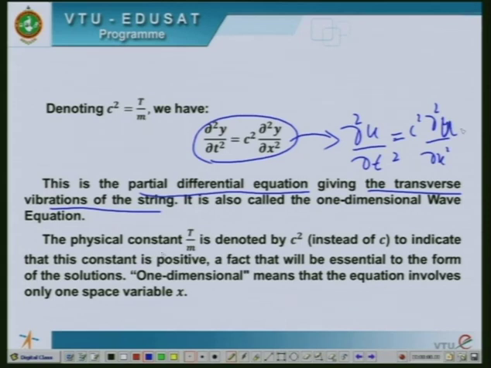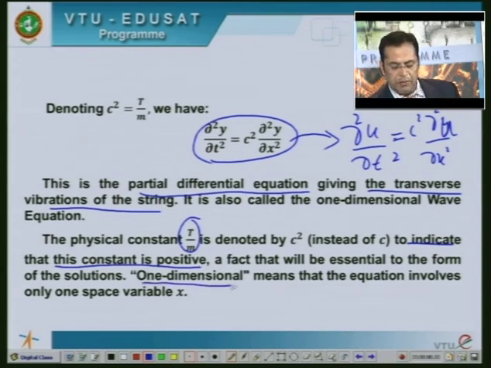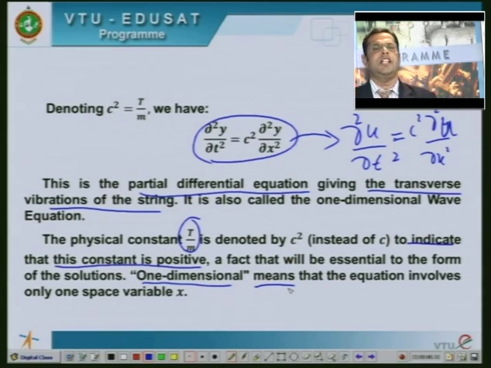The physical constant capital T by m is denoted by c square because it indicates that this constant is positive, a fact that will be essential to the form of the solutions. We will see in our future sessions that when we solve the equation, we try to obtain various possible solutions of the wave equation. Also, one dimensional means that the equation involves one space variable small x. So, this is the derivation of the wave equation.